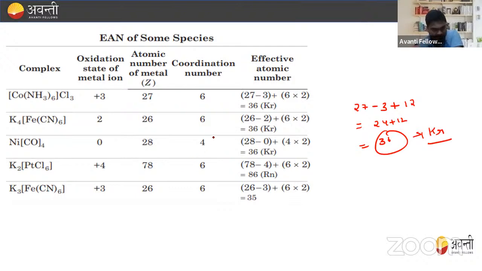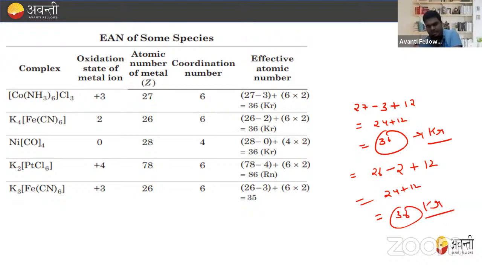Similarly, in the case of K4[Fe(CN)6], the atomic number of Fe is 26, right? The oxidation state is +2, so 26 minus 2 is 24. Plus 12 electrons, 24 plus 12 is 36, which is equal to again krypton, right? So this is how we can calculate the effective atomic number for the complexes.